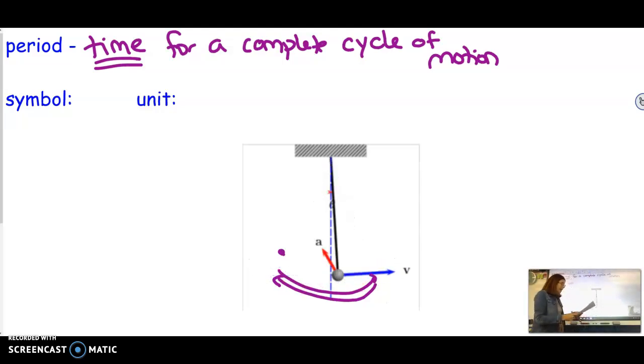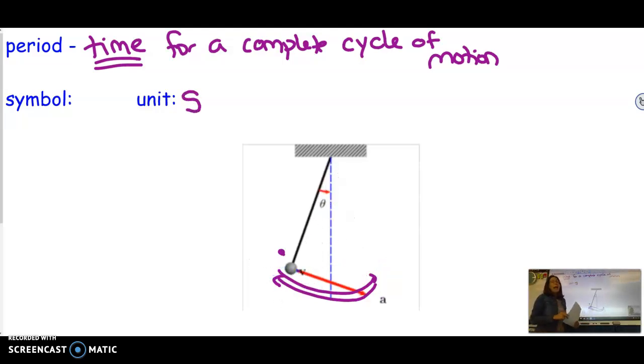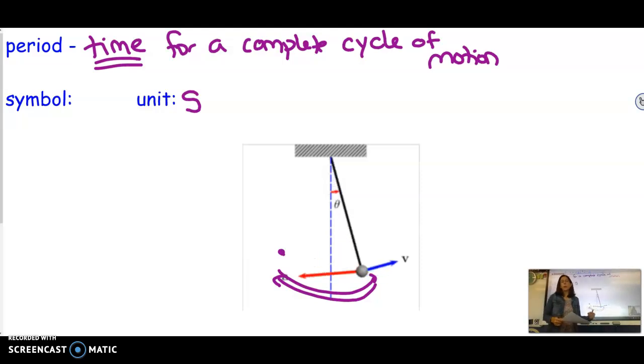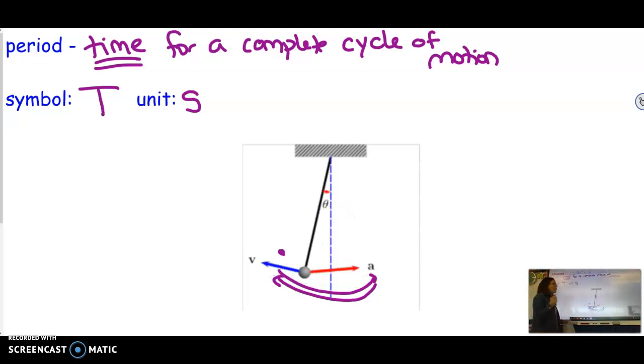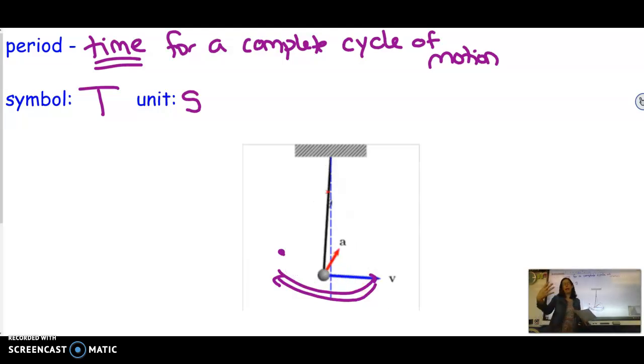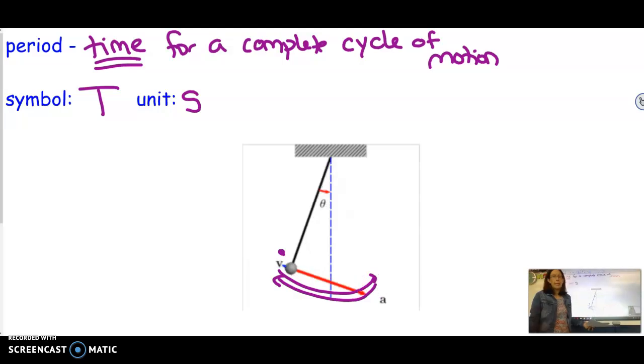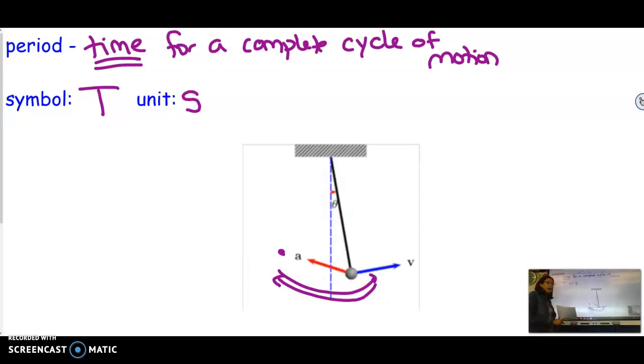And since it's literally a time, the unit for this is seconds. And the symbol that we use for period, we don't use a P because that's a lot of other things in physics, but what we are going to use is a capital T. And again, that goes back to the idea that it is a time. So when I'm looking for period, I need to recognize it's a capital T, right? So it's the time for a cycle of motion.